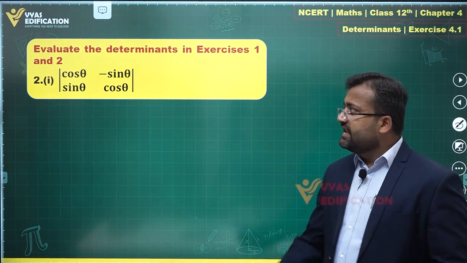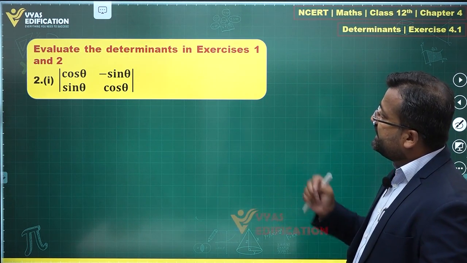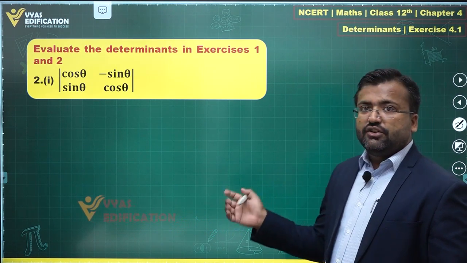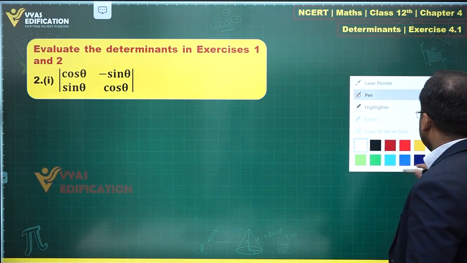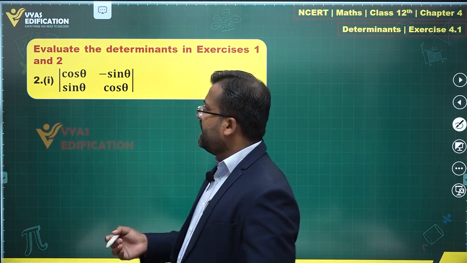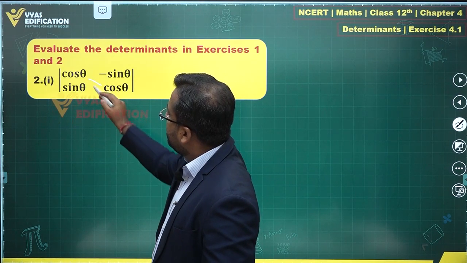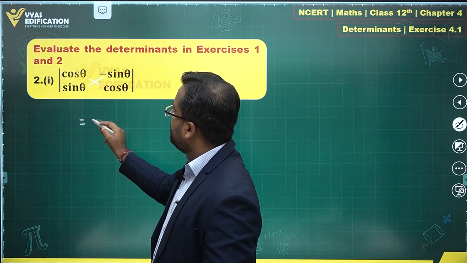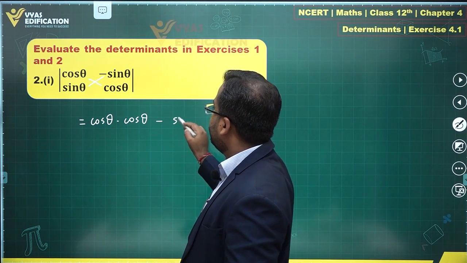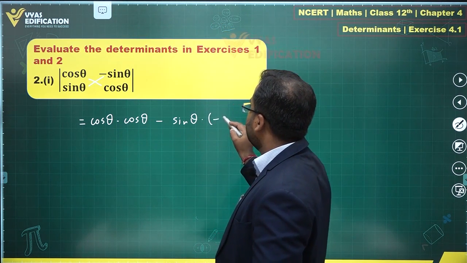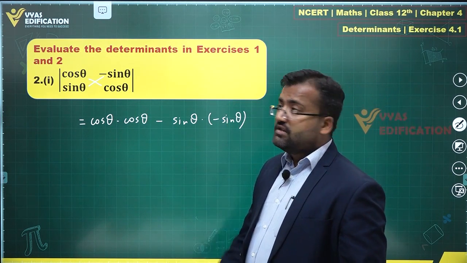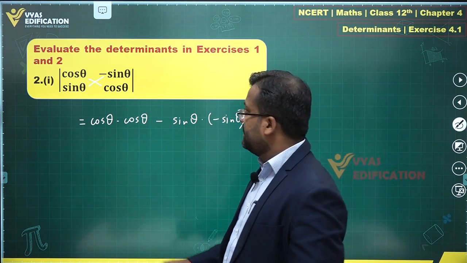The next one says that evaluate the determinant in this, and this time we have cos theta, minus sin theta and cos theta. What will we do in this case? Let's try to solve this one. So the approach is similar and simple. We multiply these two and then we subtract this difference over here. The value would be equal to cos theta times cos theta minus sin theta times minus sin theta. Can you observe that there is a minus sin theta over here? So this is AD minus BC. That's the value of this determinant.